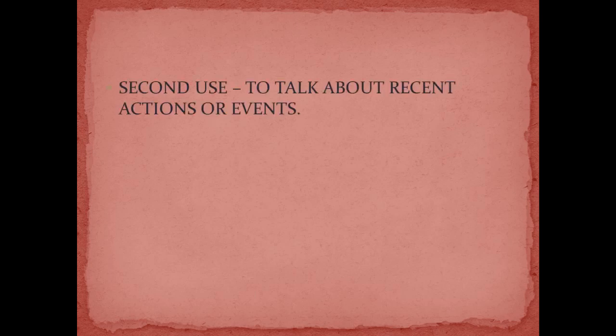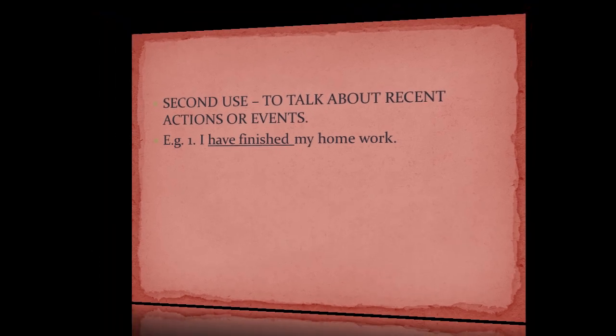The second use is to talk about recent actions or events. For example, I have finished my homework. You can imagine a kid is saying this to her mom. Well, when did she finish her homework? Maybe 5 minutes or 10 minutes ago. But that's not important. The important thing is the completion of the homework. The girl finished her homework just now, but she is not saying the specific time because it's not necessary. So, no mention of the time. When? That is not important here in present perfect tense.